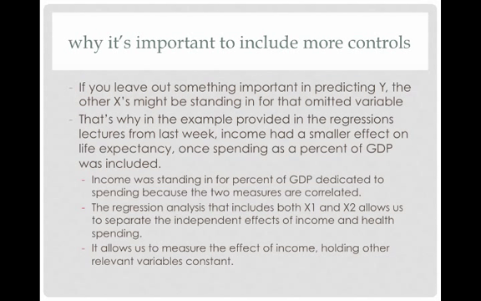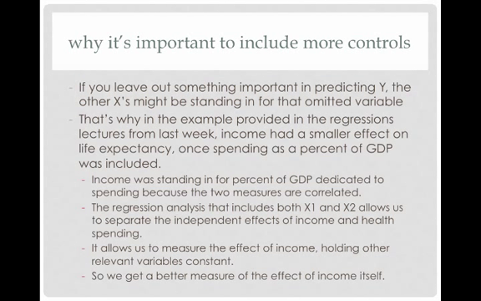Okay, so let's say we didn't control for x2. We're going to get the wrong idea about how important income is. Because when we include x2, which is how much we're spending on health as a percent of our income, we learned that income is important, but it's also important how you spend that income. And that makes perfect sense.